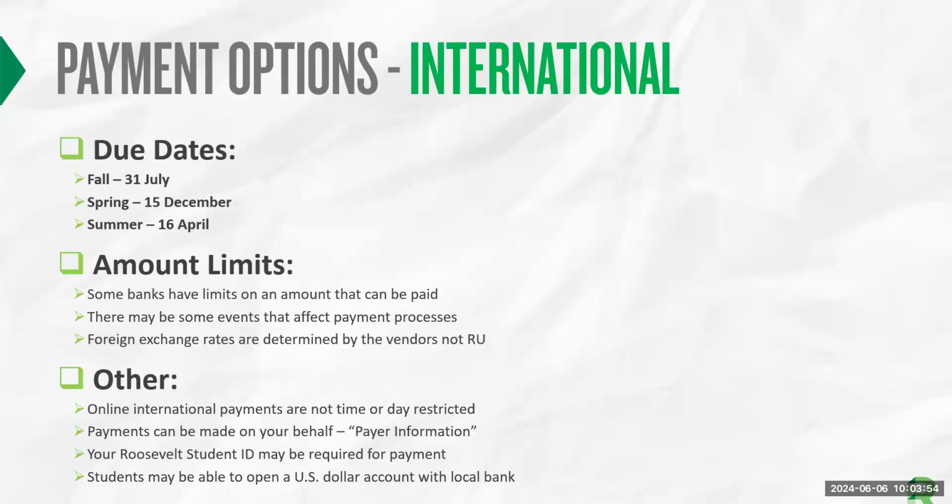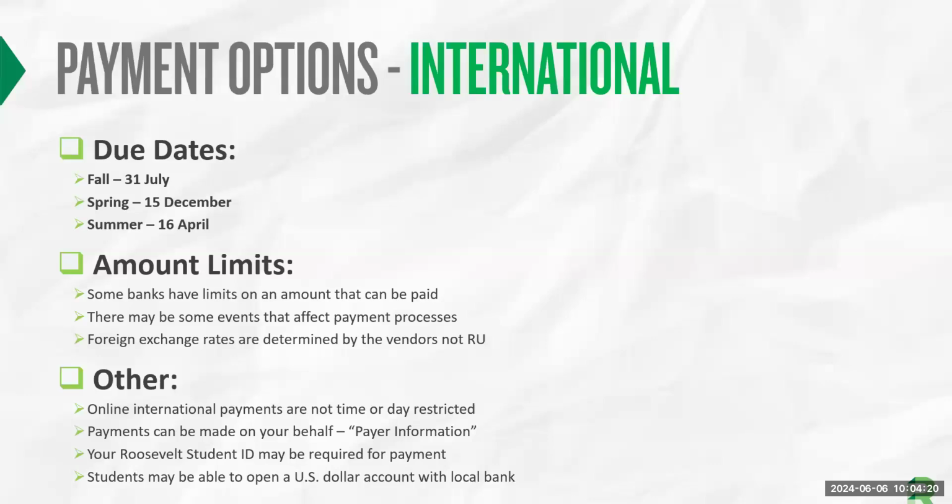So here is your due dates. July 31st is when we need to know how you're paying your tuition if it's not paid in full yet. Remember that some banks do limit the amounts that can be paid, and there are other events that may affect the payment process. Foreign exchange rates are determined by the vendors, not Roosevelt. And then just remember that online international payments are not time or day restricted.